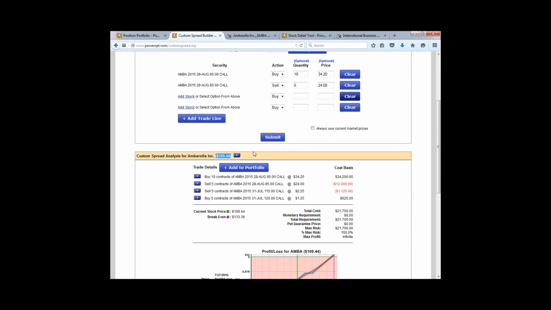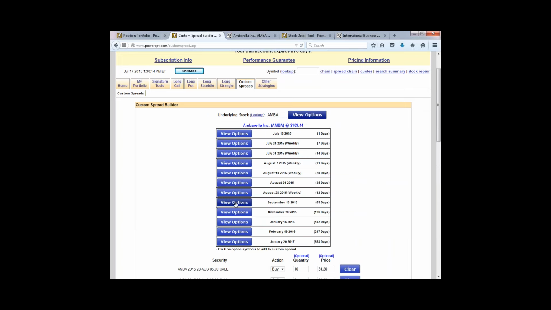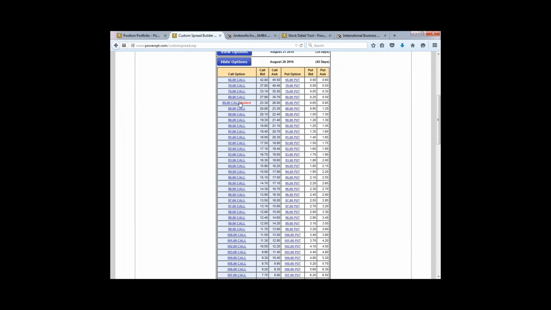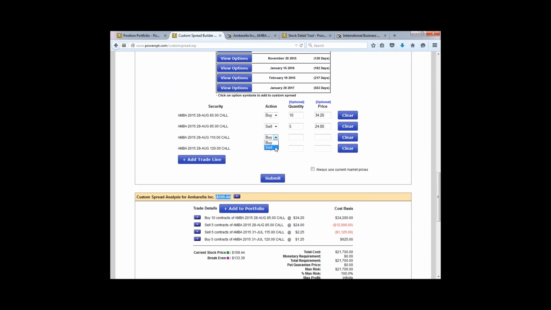Here with it at 109.44, if you think it's going to continue to stagnate, you may have to go out to the same August expiration, doing it at 85. So I may sell 10, because remember we sold half already to reduce the cost basis, so we have 5 calls remaining. So I may sell 10 of the 110s and buy 5 of the 120s. But this would be to the August expiration.